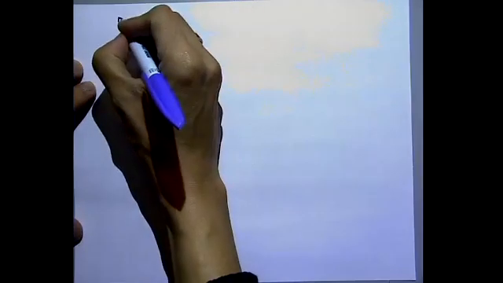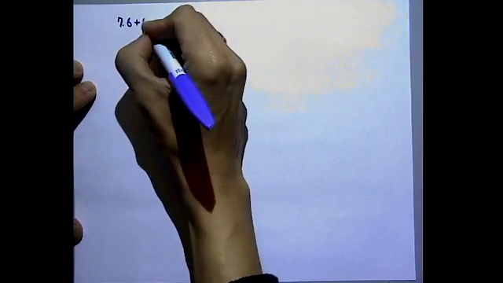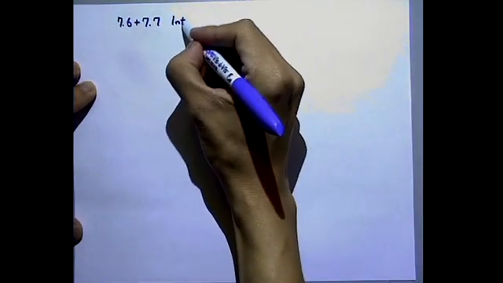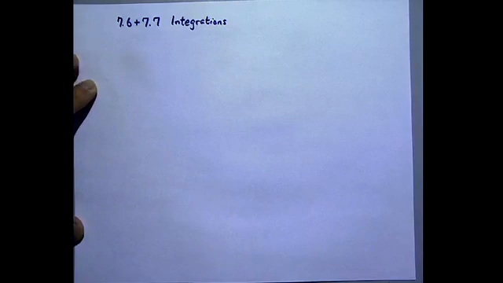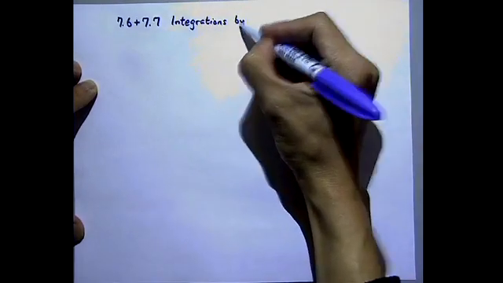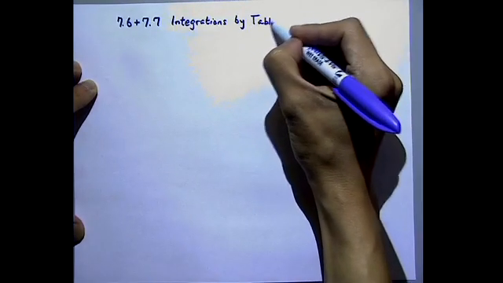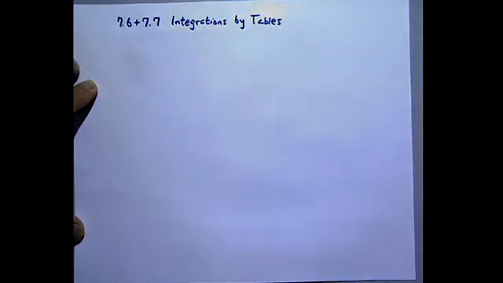Okay, so today we're going to look at two sections at the same time, 7.6 and 7.7. We're still talking about integration. What else could we be talking about? But we're going to be doing something a bit different than what we've been doing lately. We'll be using tables and other kinds of approximation techniques.